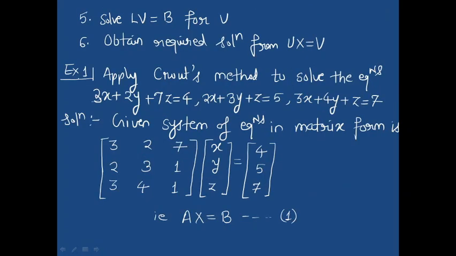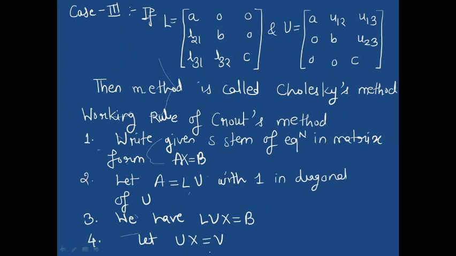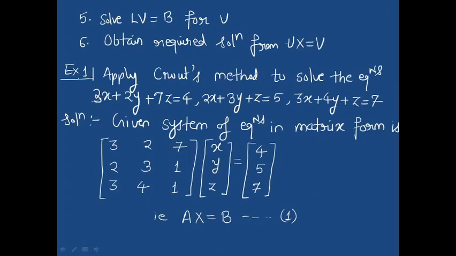After getting Lv equal to b, we will have the values for the unknown v. The elements of v can be evaluated from the previous step. After getting v, we put it back in step number 4. Here we put the value of v, and U is known from step number 2, so x is the only unknown quantity. So solve Ux equal to v to get the required solution. I hope this method is clear to you all.